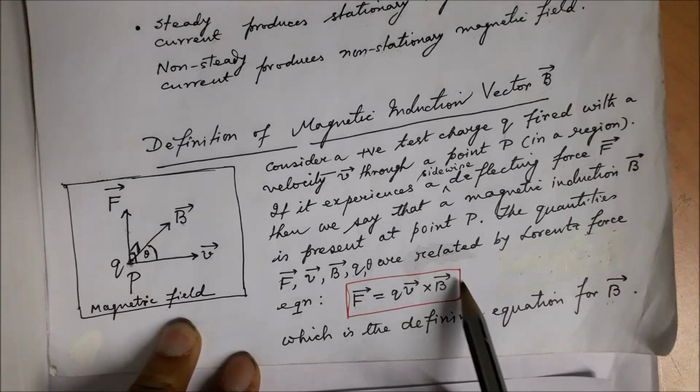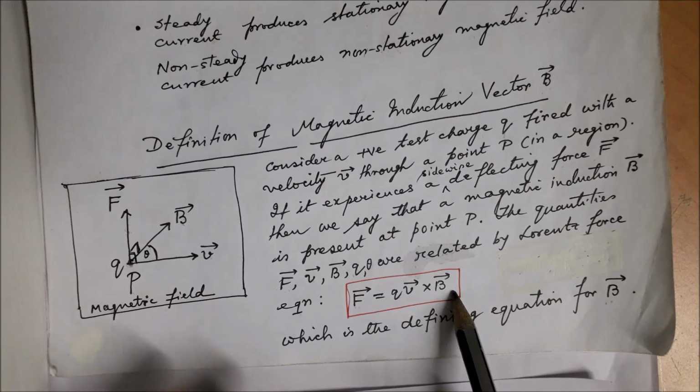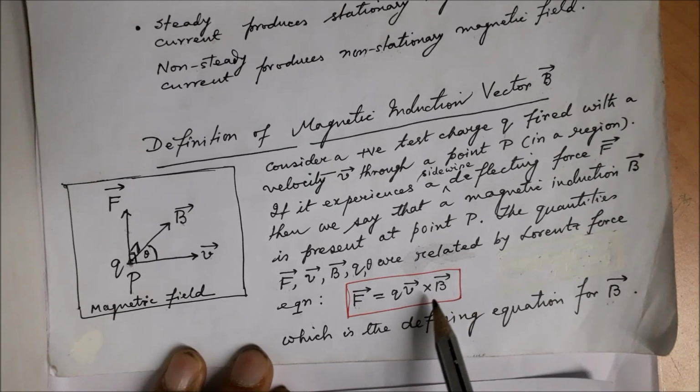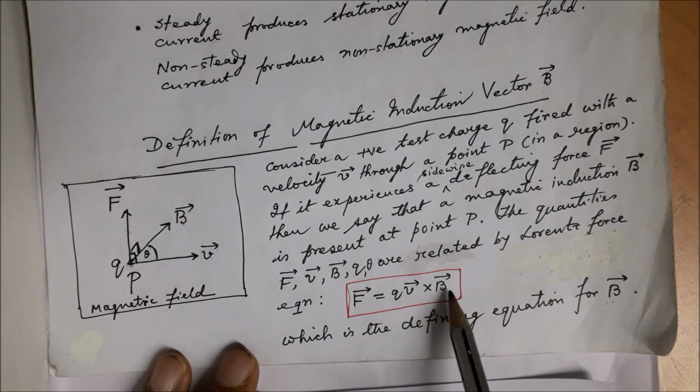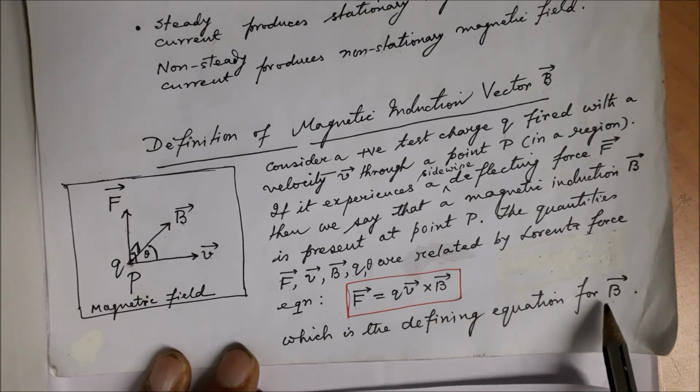So the Lorentz force equation is vector F equal to q into V cross B. Here cross represents cross product between V and B. Now this is the defining equation for magnetic induction vector.